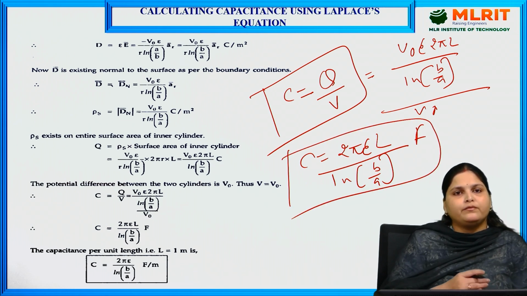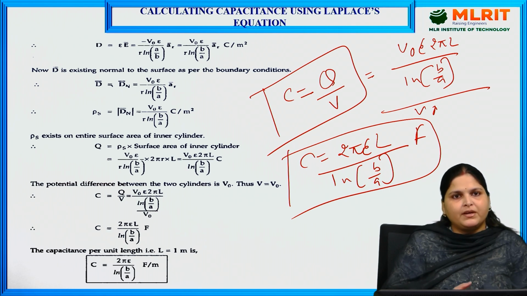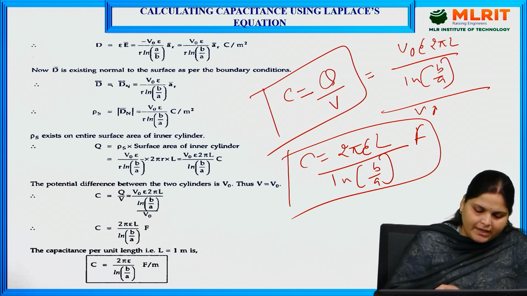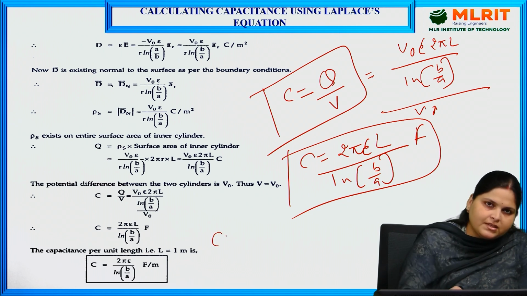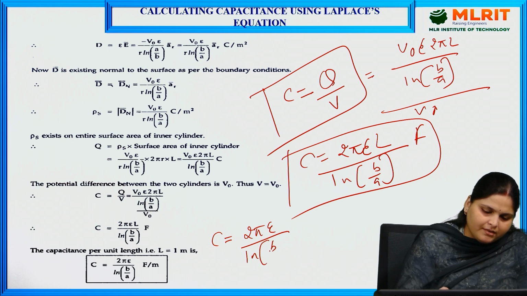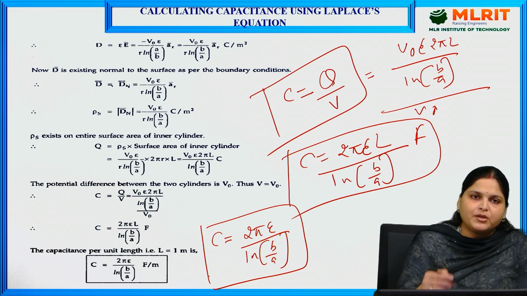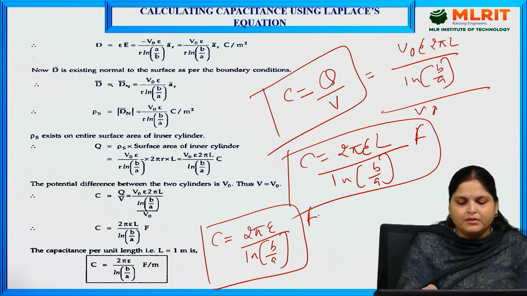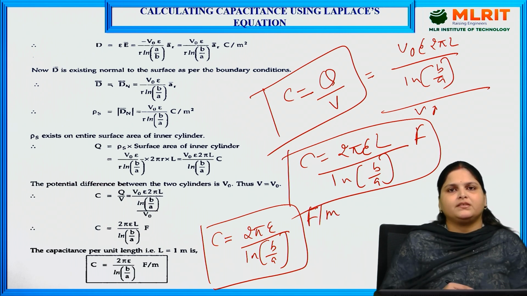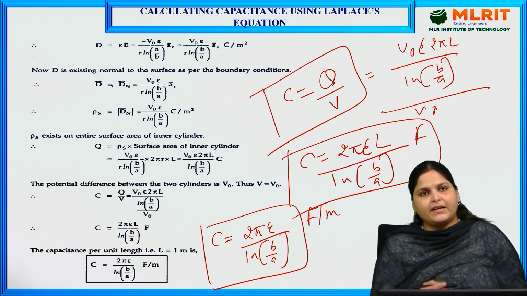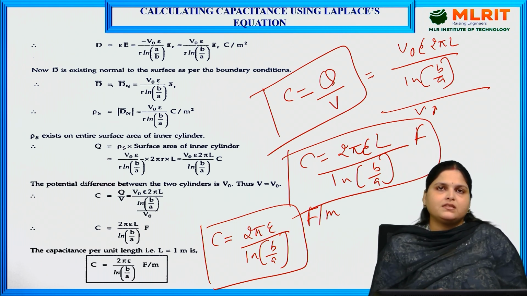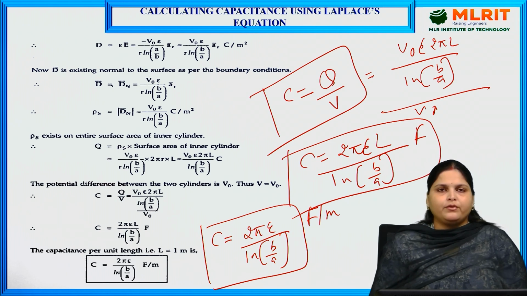Now we have to find out capacitance per unit length. Per unit length means we can keep L = 1 meter, and when we put L = 1, we get C = 2πε by ln(B/A), and because we are finding capacitance per unit length, this unit will become farad per meter, right? So that is how we can calculate capacitance by using the Laplace equation. Hope it will be helpful to you. Thank you so much.